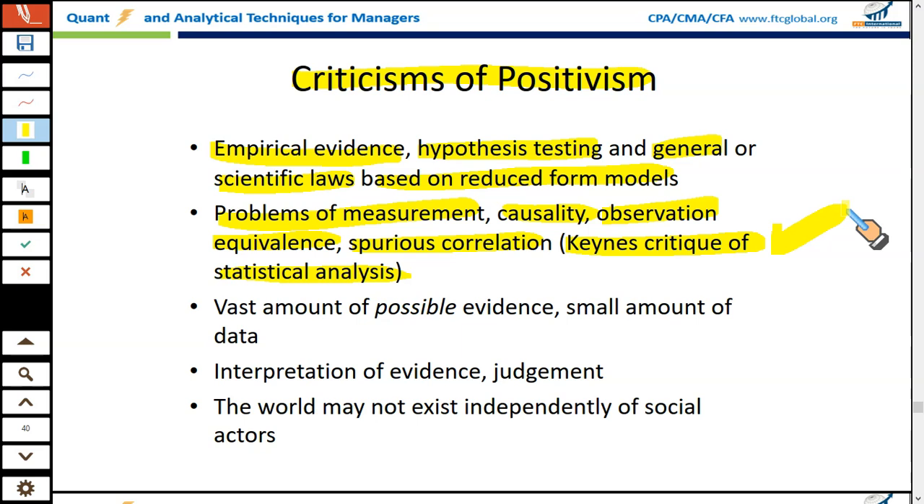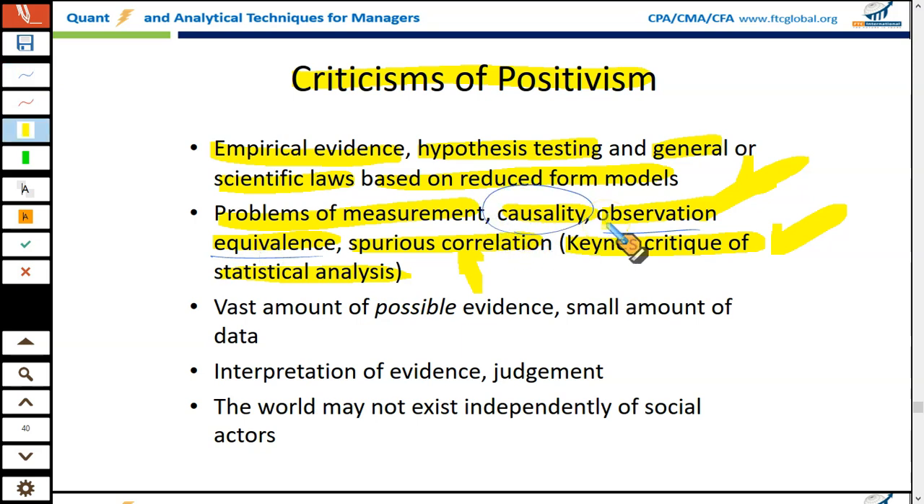What is a false correlation? Where two things seem related but they are not. That's what you call spurious correlation, false correlation. Observation equivalence means observations are comparable, and causality means there's a cause and effect.